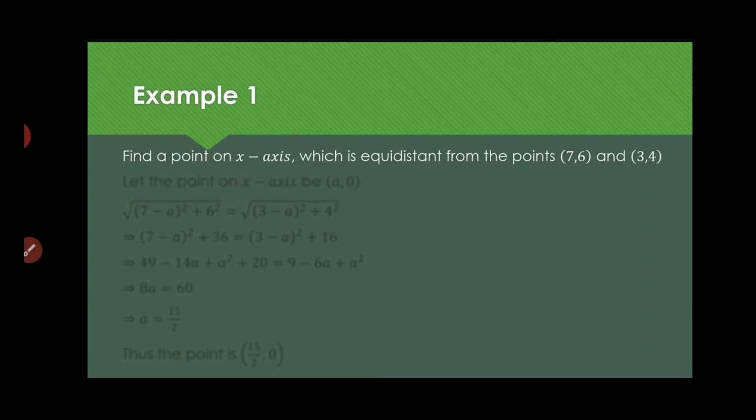Find a point on x-axis which is equidistant from the points 7, 6 and 3, 4. So we take up a few examples. The first question gives you a point on x-axis which you have to find out such that it is equidistant from the two given points 7, 6 and 3, 4.